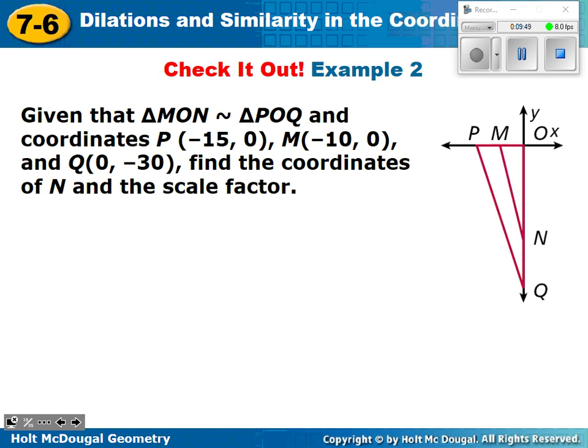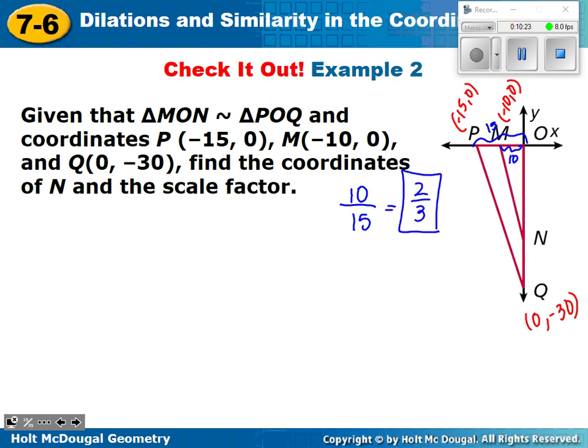Okay, let's check and see how you're doing. First you had to go around your picture and label the points this time, and then Q was at 0, negative 30. When you did your scale factor, you should have found that this distance was 10 and this distance was 15. The first triangle named was MON, the smaller one, so that's 10 to 15, which reduces to 2/3. Make sure you circle your scale factor, 2/3.